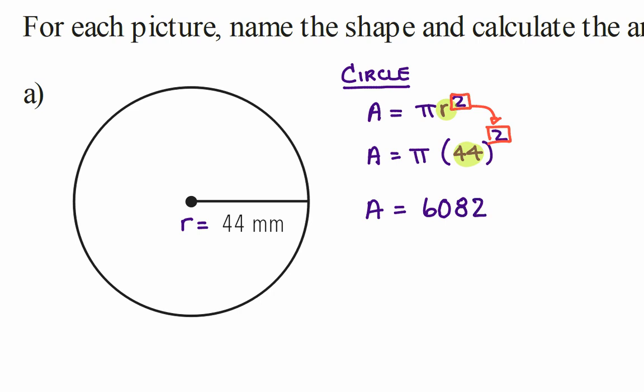6,082. Now, this goes to the nearest whole number, so we can round this to the nearest whole number. If it does not give us any guidance as to where they want it rounded to, take your guidance from the question. Nearest whole number, we'll round to the nearest whole number. Don't forget your units. This was millimeters. Now they're squared because it's area.